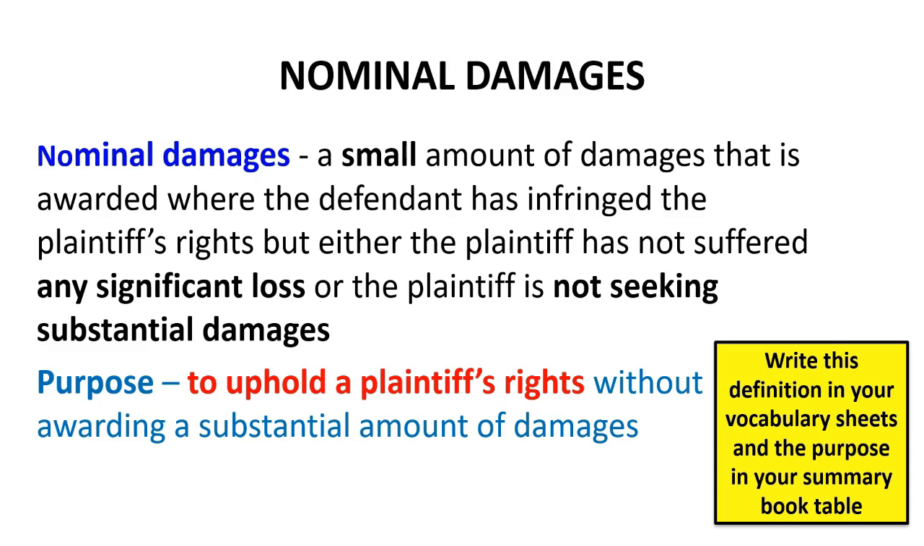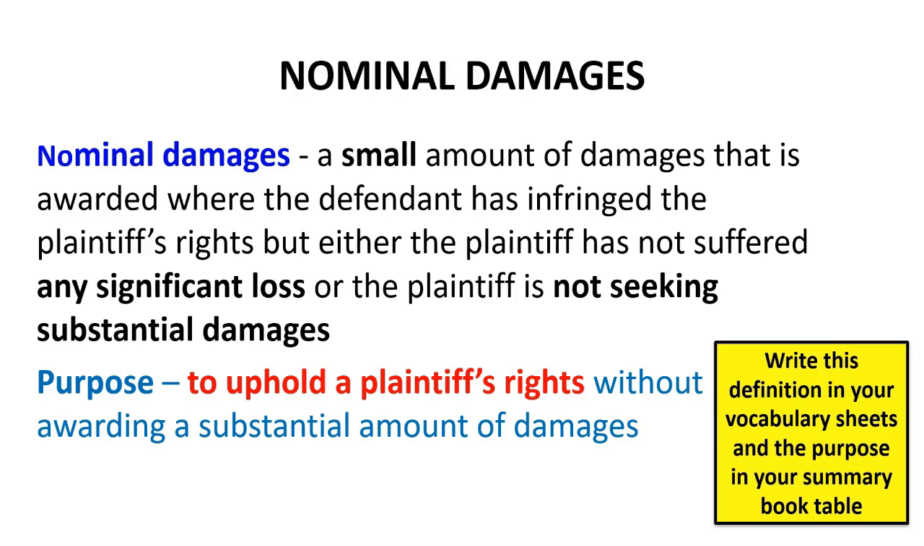In this situation, if the serial killer sued the newspaper for defamation, nominal damages, that means, say, an amount of $1, would be awarded to the serial killer because, while the newspaper has infringed the serial killer's rights by defaming the serial killer, the serial killer has not suffered any significant loss. The serial killer's reputation has not been significantly damaged.